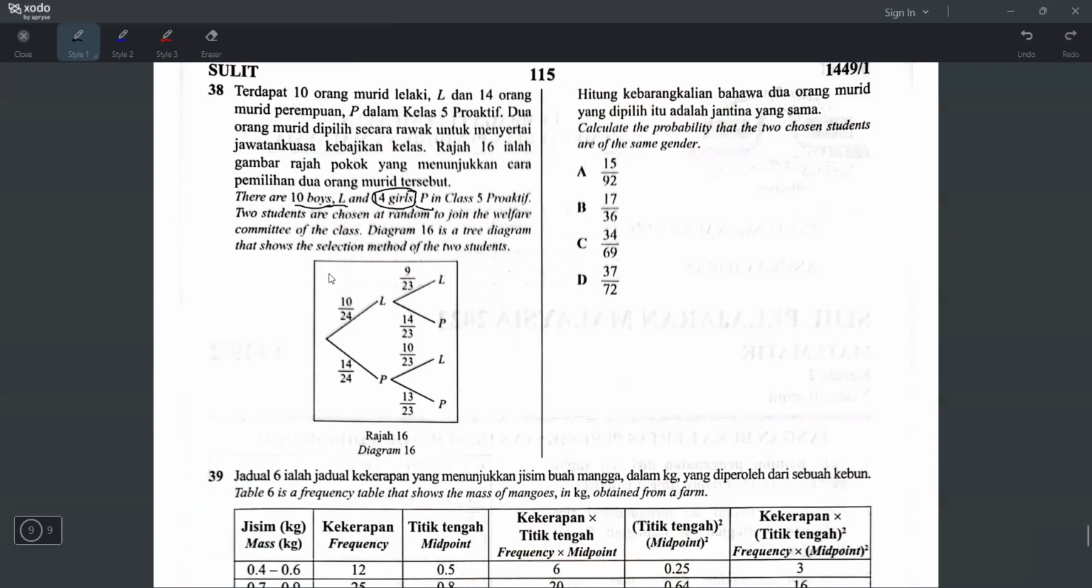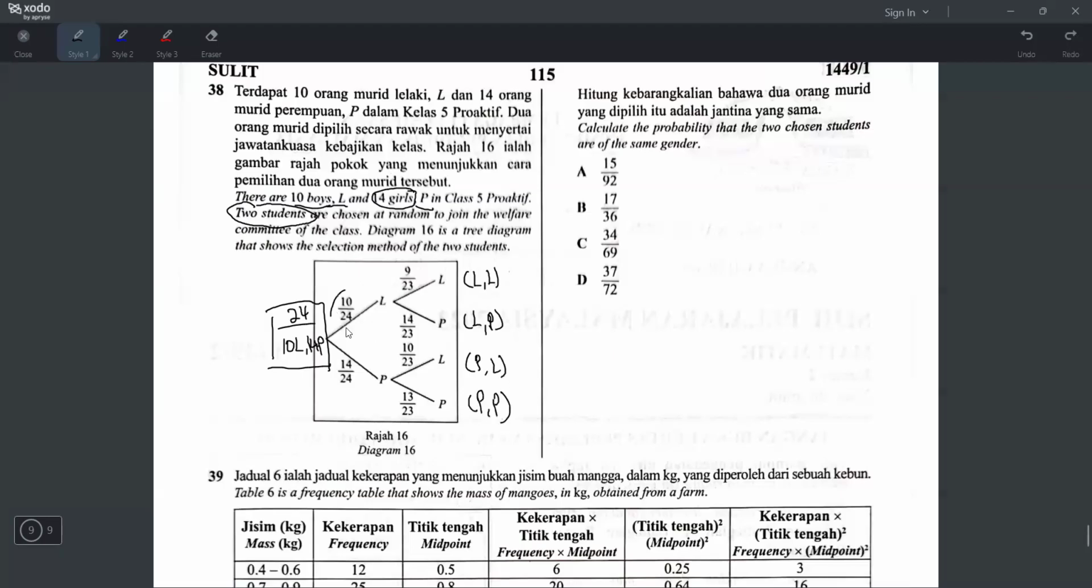So, we have 10 boys, 14 girls. It means we start with 24. Ya, ada 24 orang. And then 10 boys, 10L, lelaki, and then 14P, 14 perempuan. Okay, macam ni. And the probability, so the possibility is, because I want to choose 2 students, lelaki followed by lelaki, lelaki followed by perempuan, perempuan followed by lelaki, or perempuan followed by perempuan. Because you choose two, right?